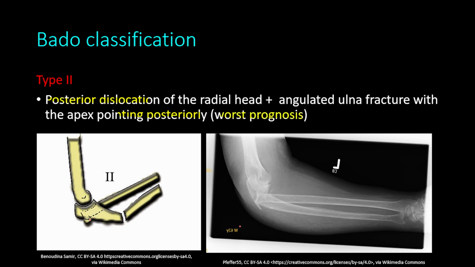So on the left picture here, we have a simplified drawing showing the Bado type 2, and we can see that the radial head is dislocated posteriorly, and we can also see that the ulna is fractured with the angle of the fracture pointing posteriorly as well. And on the right picture here, we can see a lateral forearm x-ray, and it shows that the radial head here is dislocated posteriorly, and we can also see that the ulna, so this is here the ulna, is fractured right here, and the angle of the fracture is pointing posteriorly as well. So this is a Bado type 2.